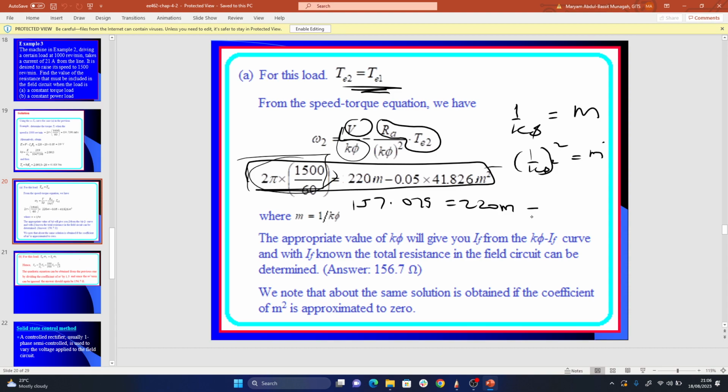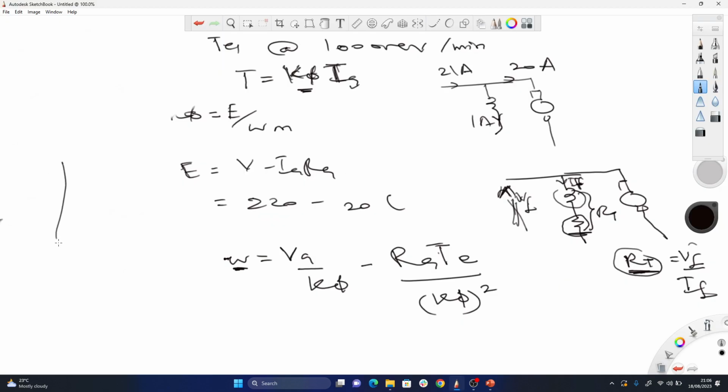I'll get my M here. Once I have M, I can find K phi from that M. And if I have K phi, I'll just go to the curve here, find the corresponding IF. Once I know IF, I can find R total.